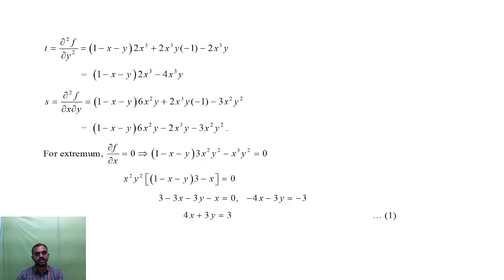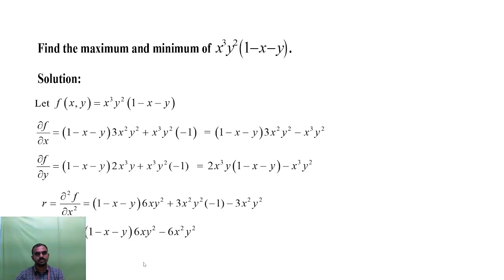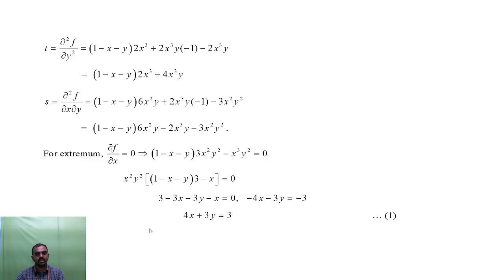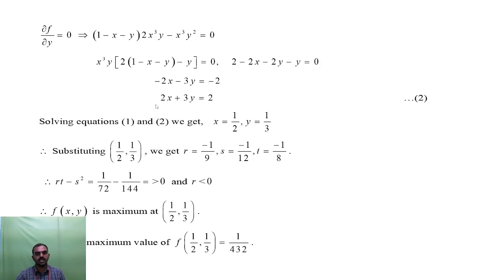∂f/∂x equal to 0, so that 4x + 3y = 3, that is the first equation. Second equation, 2x + 3y = 2. So solving equations 1 and 2, we get the x value 1/2 and y value 1/3. So substituting this pair of points (1/2, 1/3) in r, s, and t.